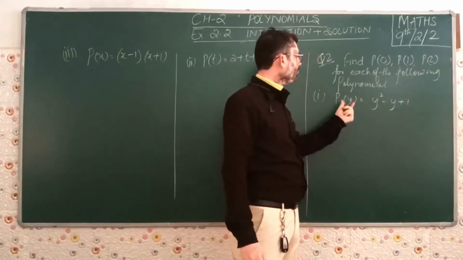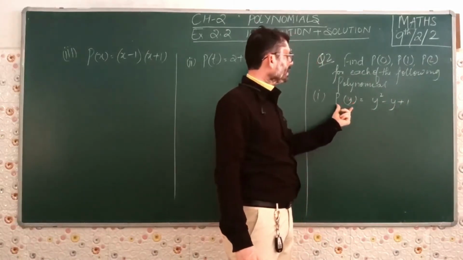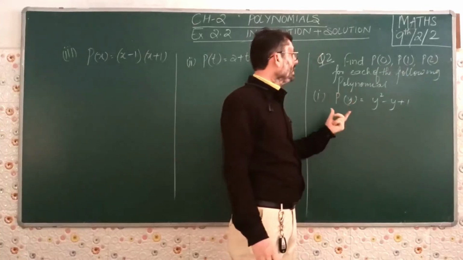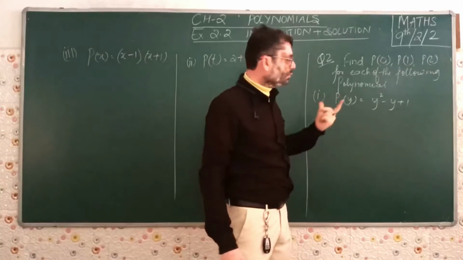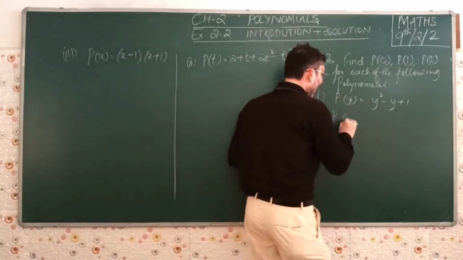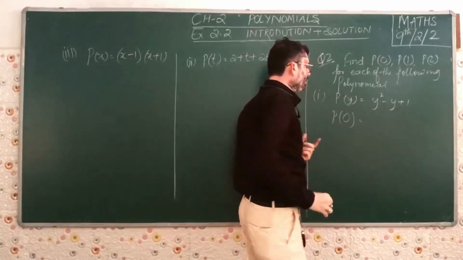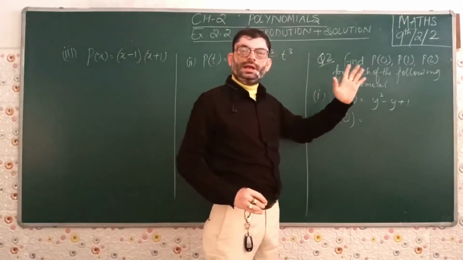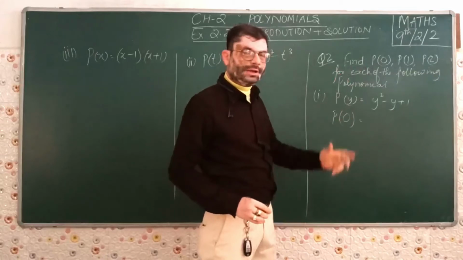That means we will have to find the value of P of 0, that means y equals 0. P of 1, that means y equals 1. And P of 2, that means y equals 2. So let's find that. P of 0, that means what we have taken? We have taken the value of y to be 0. So everywhere we will have to substitute the value of y to be 0.